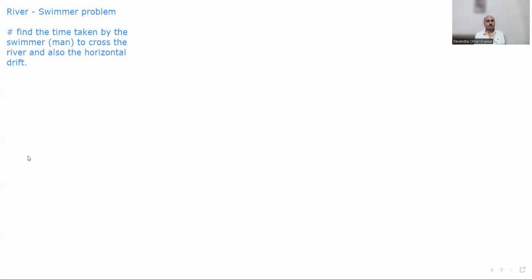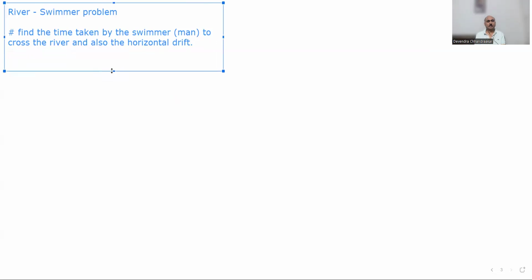So Sir, he is not making an angle in the starting. He is going in a straight line. Not necessarily a straight line. He may be making some different angle than what we found. Okay.